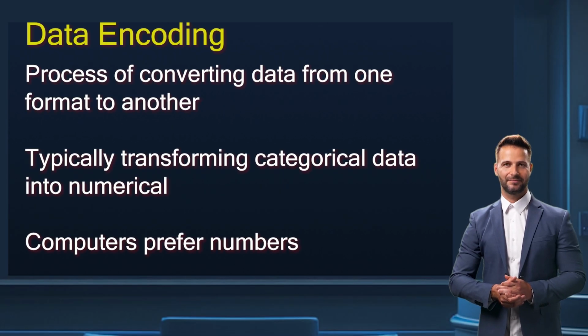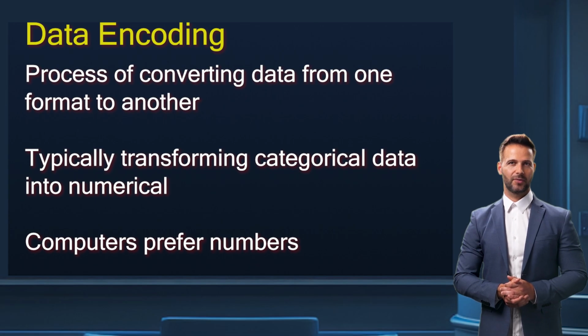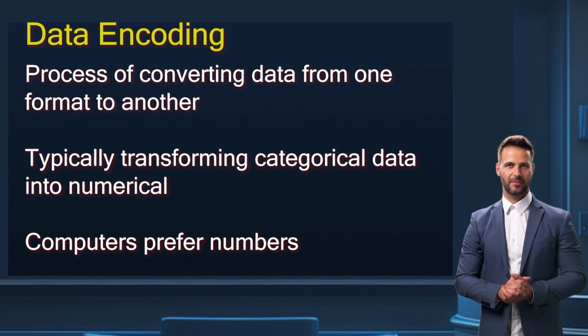So we have looked, on the surface anyway, at data cleanup and data normalization. Finally, we arrive at data encoding techniques. Data encoding is the process of converting data from one format to another, typically transforming categorical data into numerical representations so that computers and machine learning algorithms can easily process and understand it.